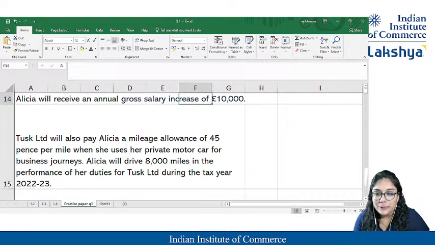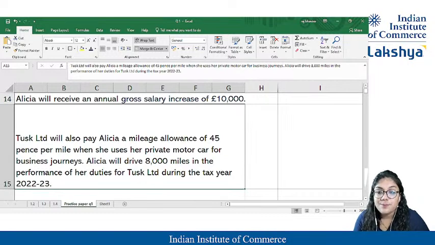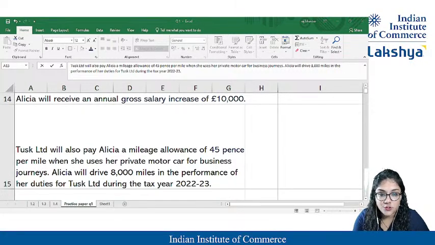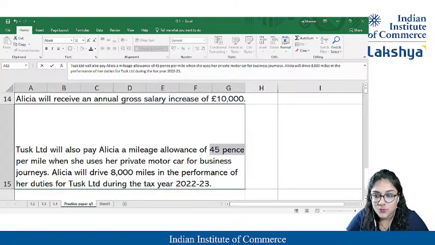So let us understand that too. What have they further asked us? Task Limited, that is my employer, will pay Alicia a mileage allowance of 45 pence. So yeah, we know it is 45 or 25, depending on my usage. And when she uses her private motor car for the business, Alicia will drive 8,000 miles. So they have talked about the miles also.